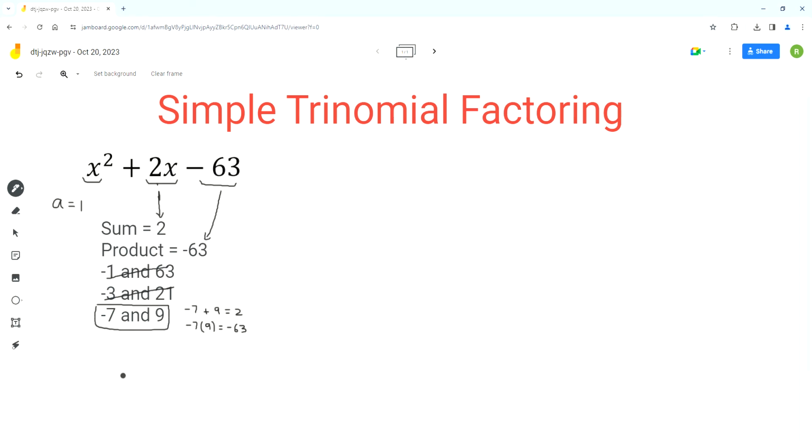So that means we can write the factored form of this expression using these two numbers. So the factored form will be, in the first parenthesis, we start with the variable and then we write the first number, which is negative 7. So this is the first factor, and now we can write the second factor in the second pair of parentheses. So we start with the variable and then we write the other number, which is 9. So this is the factored form of this simple trinomial. So this should be the final answer.